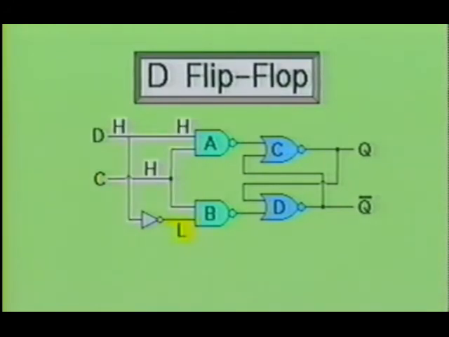When the data input is high and the clock input swings high, it places 2 highs at the input of NAND gate A and a high and a low at the inputs of NAND gate B. Notice the high was switched by the inverter at the input of gate B. Since gate A is a NAND gate and it has 2 highs at its inputs, we know that it will produce a low at its output. Also, since gate B is a NAND gate and it is receiving a high and a low, it will produce a high at its output.